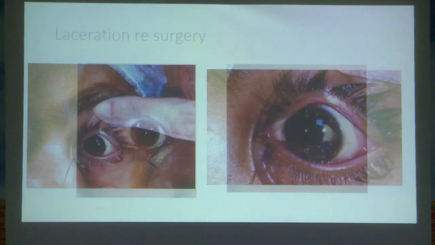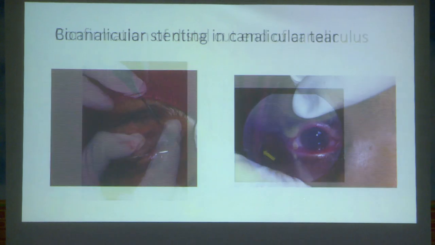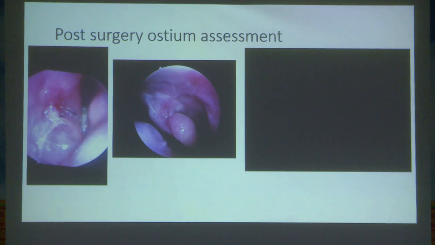Let's skip to the final slide, where post-operative, can we conclude, assess our post-operative findings by sound check. Can we conclude, ma'am?